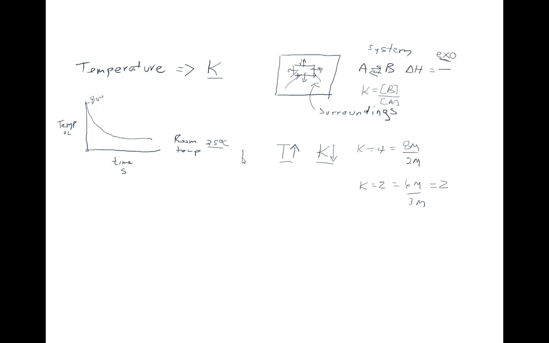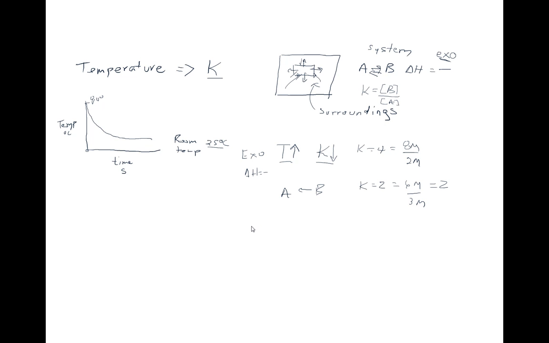For exothermic reactions, symbolized by delta H, or enthalpy, with a negative value, as the temperature of the surroundings increases, the equilibrium constant decreases, and therefore the reaction is going to have to go in reverse. B is going to have to form more A to relieve this stress of the extra temperature.